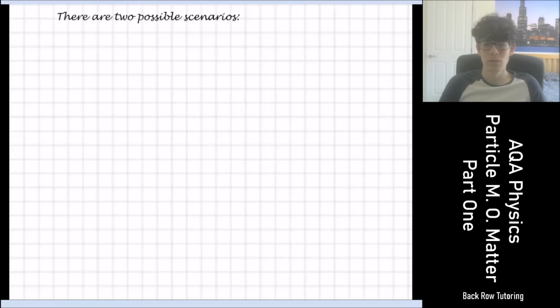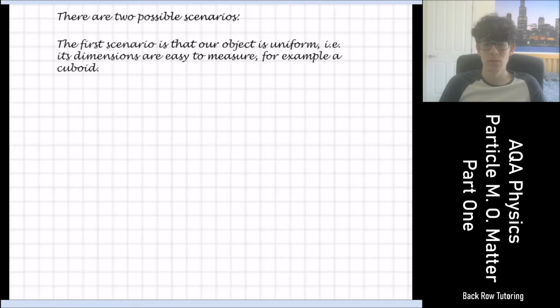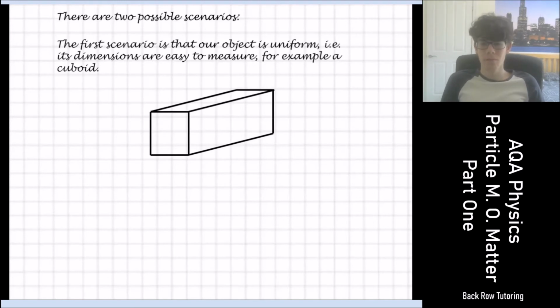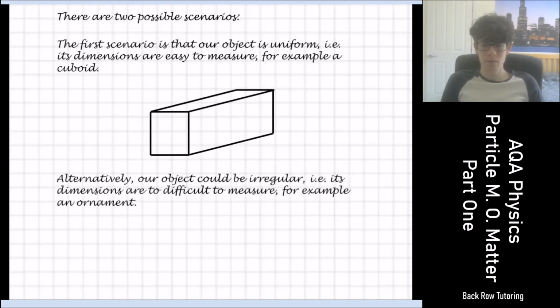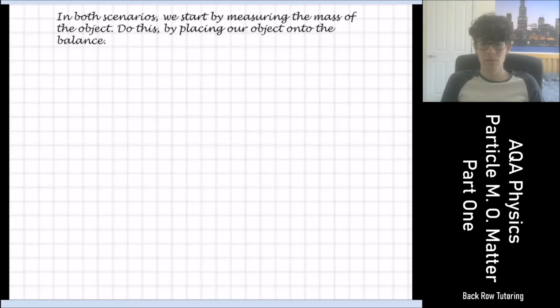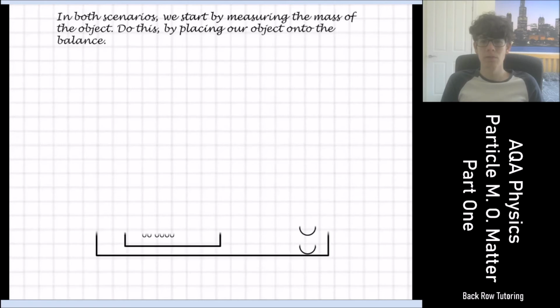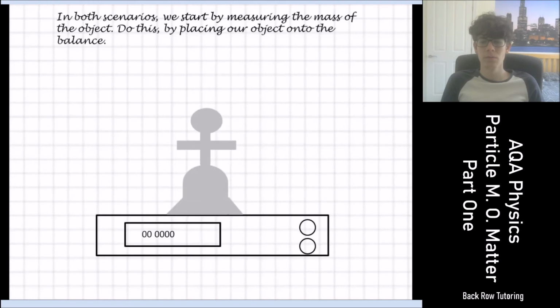There are two possible scenarios. The first scenario is that our object is uniform, i.e. its dimensions are easy to measure, for example a cuboid. Alternatively, our object could be irregular, i.e. its dimensions are too difficult to measure, for example an ornament. In both scenarios, we start by measuring the mass of the object. Do this by placing our object onto the balance. Record the mass of the object.